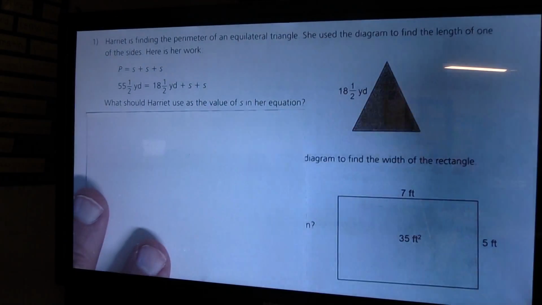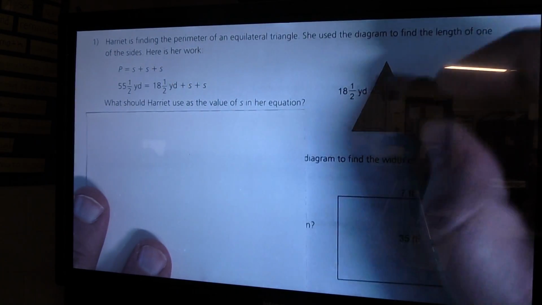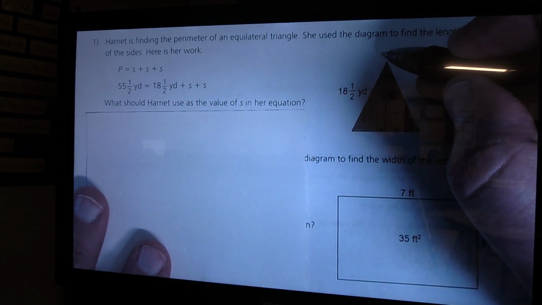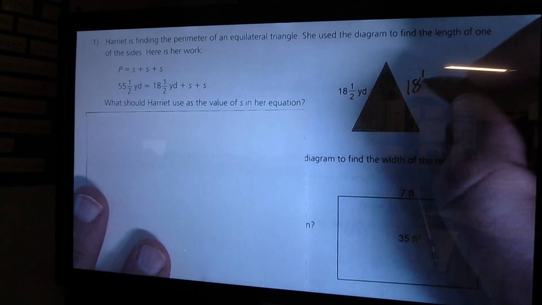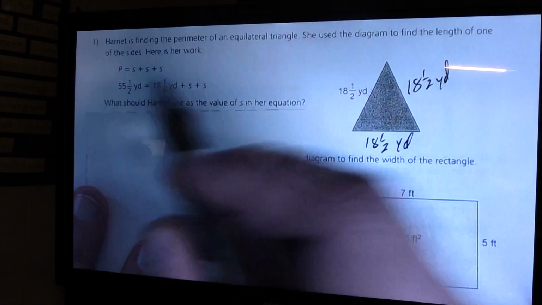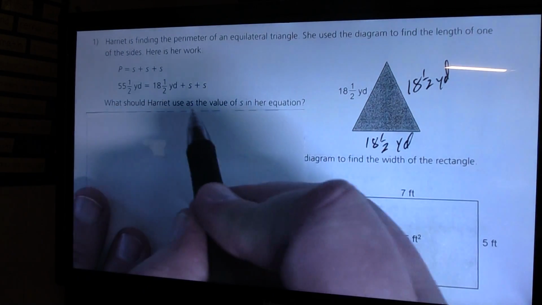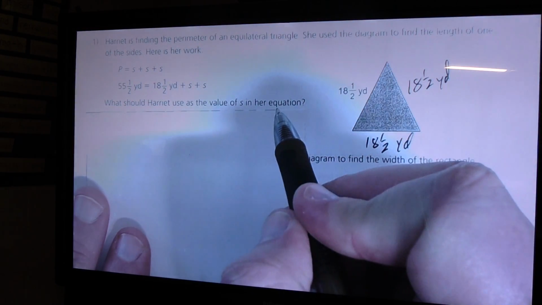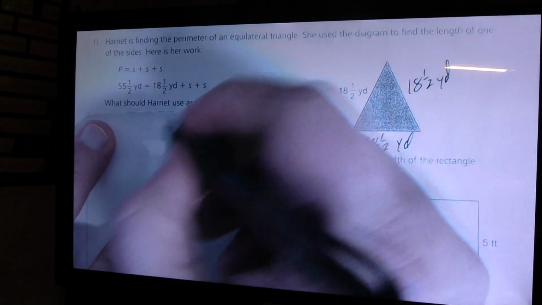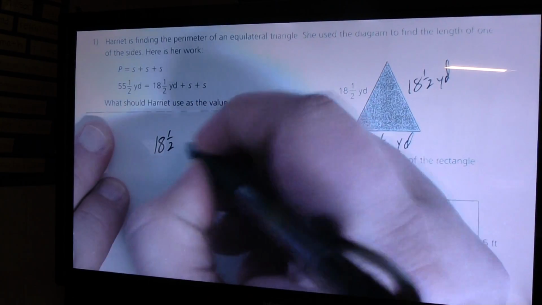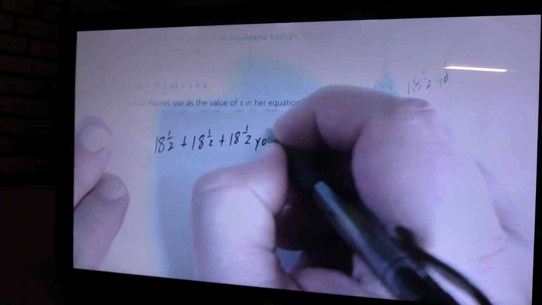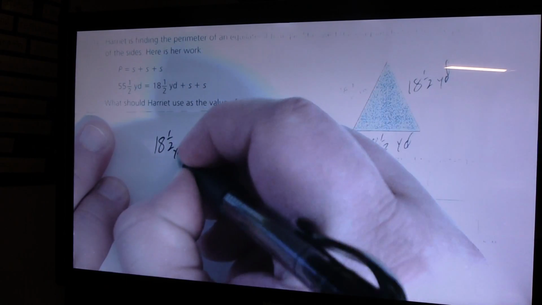Now, with an equilateral triangle, if one side is 18.5 yards long, then all 3 sides are that. This will be 18.5 yards long. This will be 18.5 yards long. So when it wants to know what she should use as the value of S in her equation, she needs to use 18.5 yards long. For instance, she could say 18.5 plus 18.5 plus 18.5. And the unit of measure, of course, is yards.